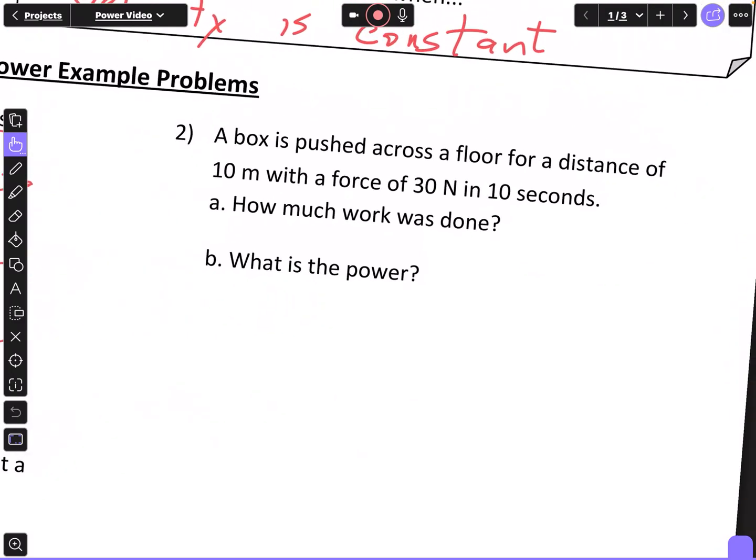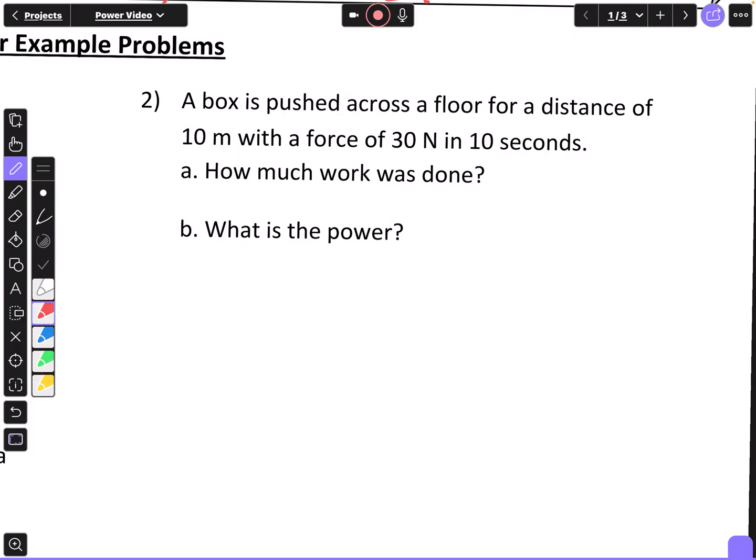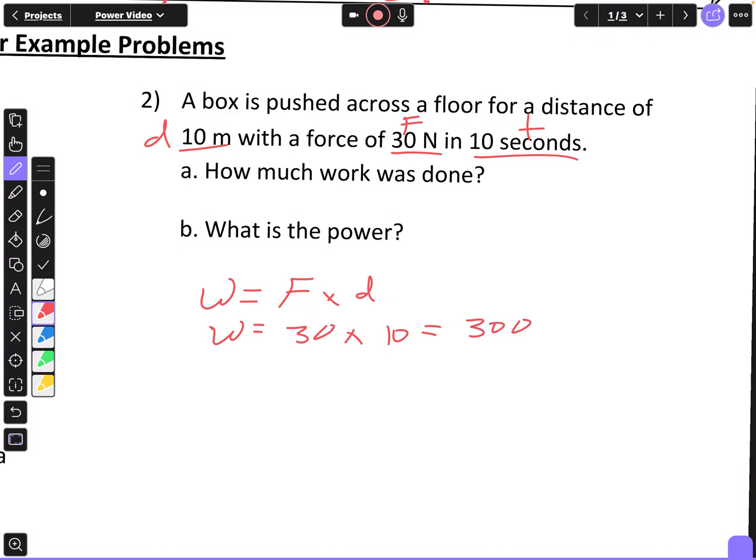Okay, my next problem. A box is pushed across the floor a distance of 10 meters with a force of 30 newtons in 10 seconds. How much work was done? Well, it's telling you in the problem. It's being pushed a distance of 10 meters, so that's distance. 30 newtons is a force. 10 seconds is a time. Work, in this case, since it gives me the force, I'm just going to use the equation F times d. So work would equal 30 times 10, which would be 300, and the units for work are joules.